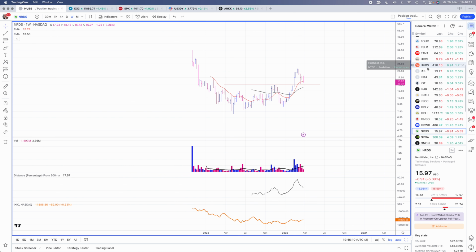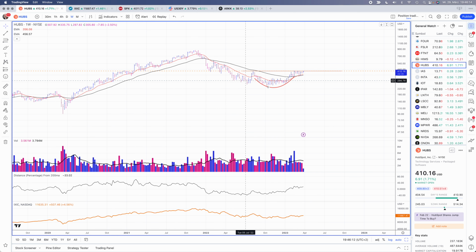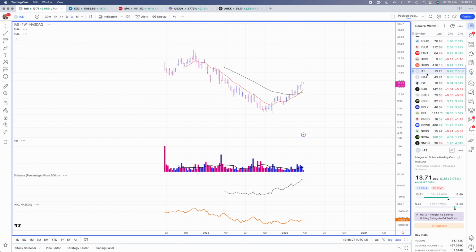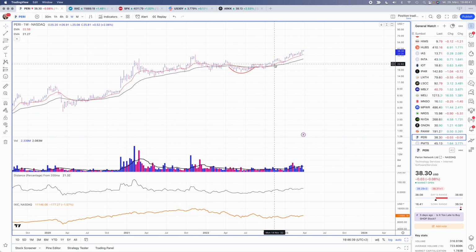Other stocks here like HubSpot, for example, more conservative but a great software company with very good estimates and also very good growth and a perfect base. So this is what I'm looking for. And other stocks here like Integral Ad Science Holdings, which are added to the watch list because of this very nice up move on good volume, and also because we have some other stocks on the watch list like Perion, which is also an advertising related stock here, and it's following through here to the upside with a very good trend.